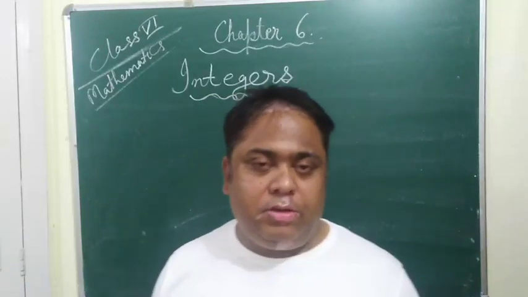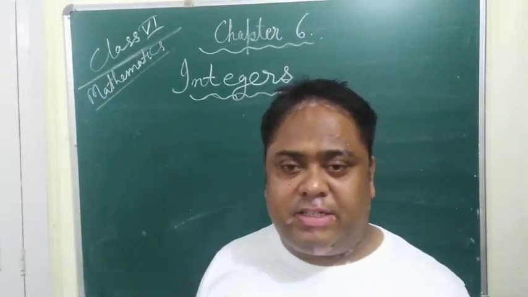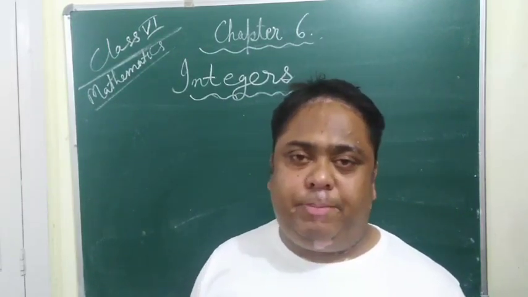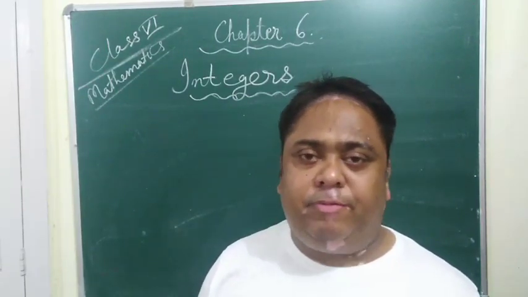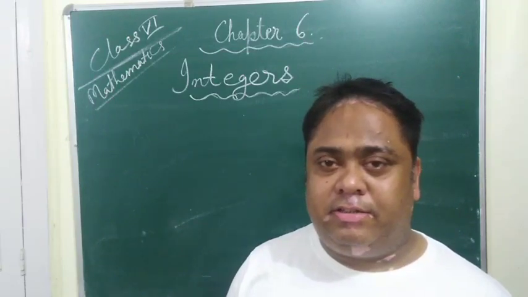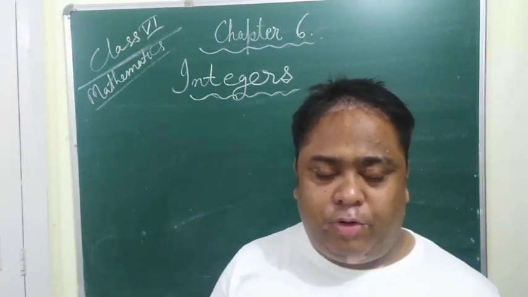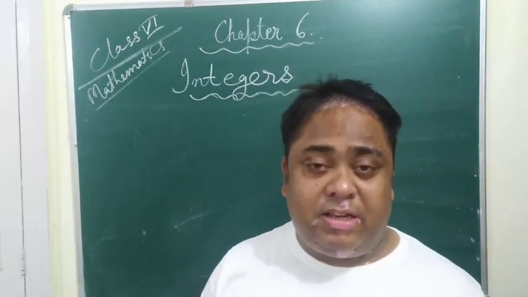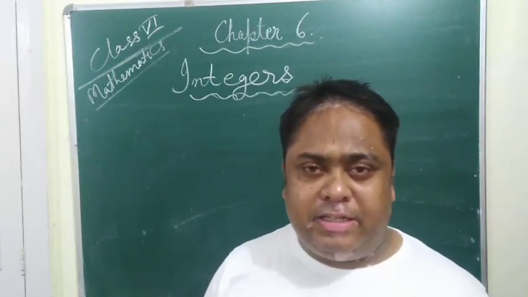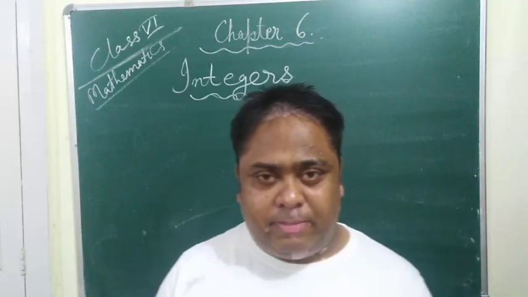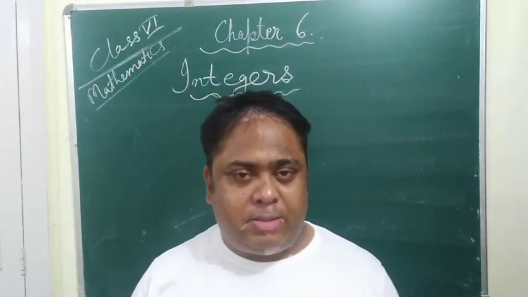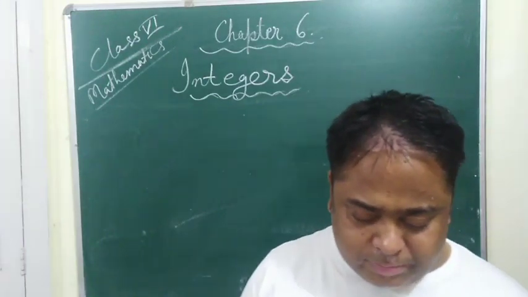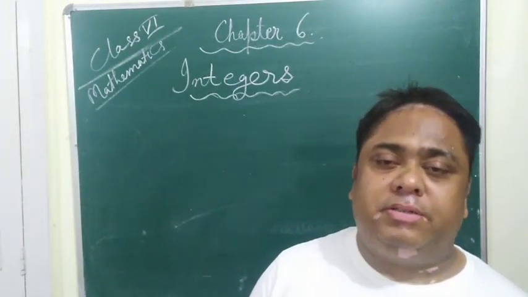Morning students. So far we have completed all 5 exercises of the NCERT book. Today we will be starting chapter 6. The name of this chapter is Integers. Before I start, can I please ask you once, what is the name of the book? Is it NCERT Class 6 Mathematics, or is there some name given to this book? The name given to this book is Play with Numbers.